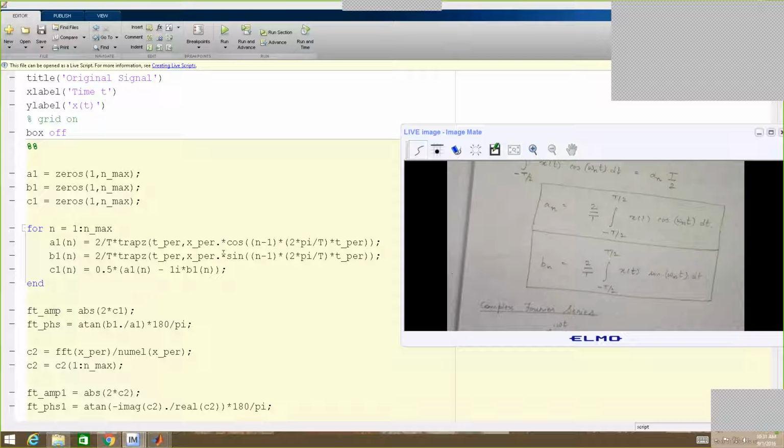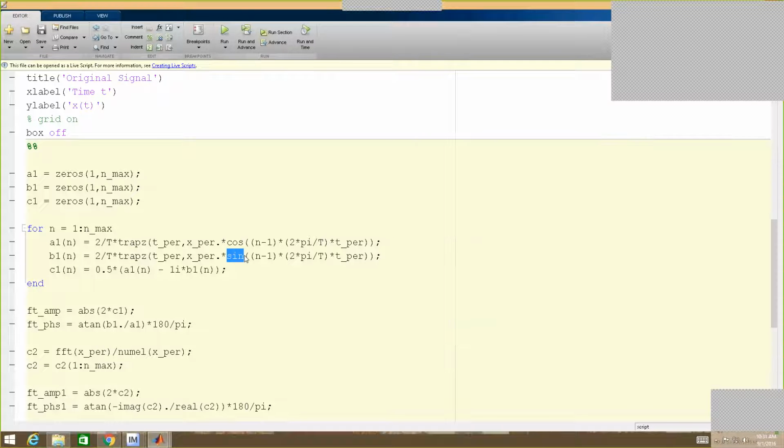Similarly, bn is done the same way, except instead of cosine, we now have sine. And the complex form is nothing but half of an minus i times bn. Does everybody follow so far?